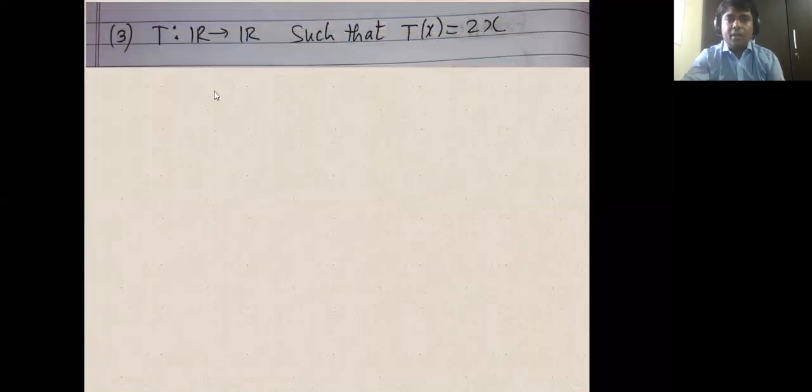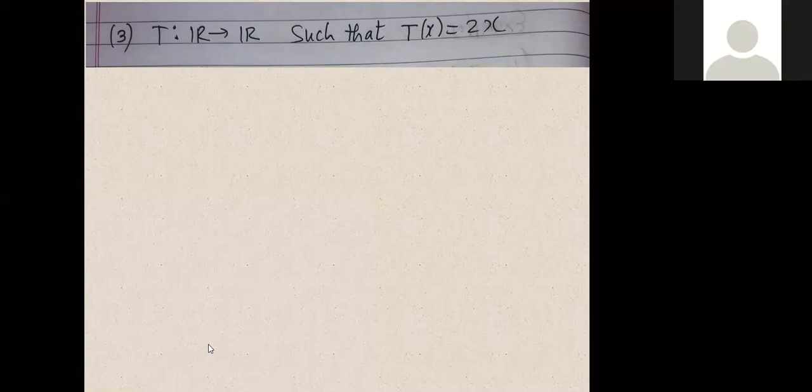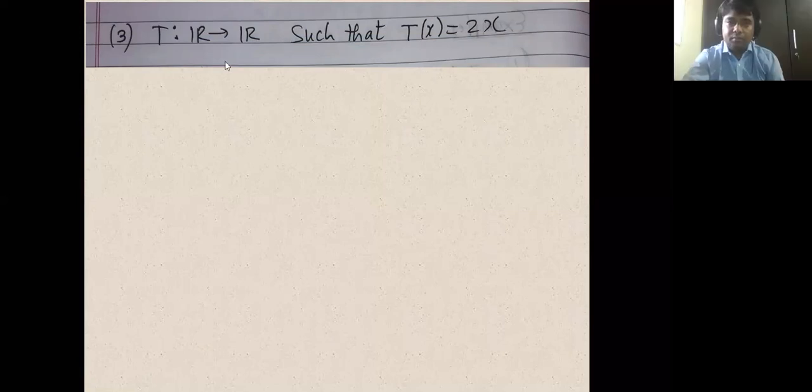T from R to R such that T of x is equal to 2 comma x. T of x is equal to 2 comma x. Everybody start solving this and tell me the answer of the kernel of this mapping. Start solving this.